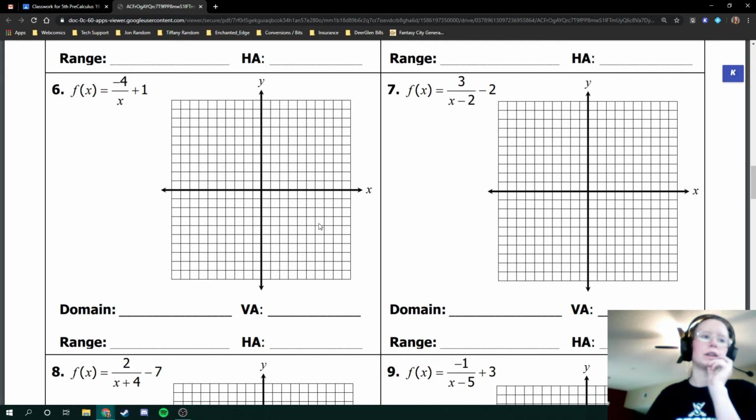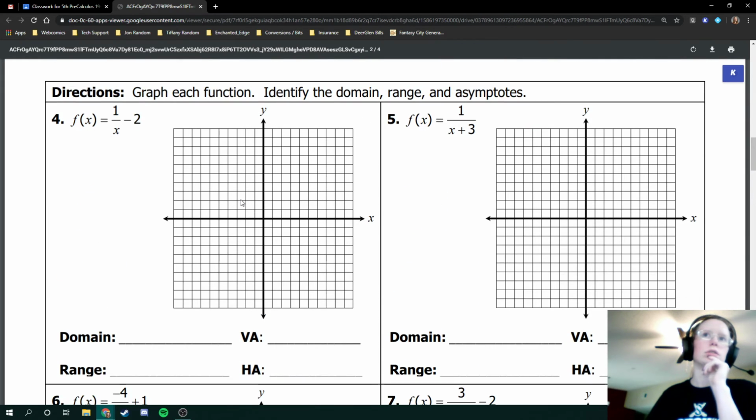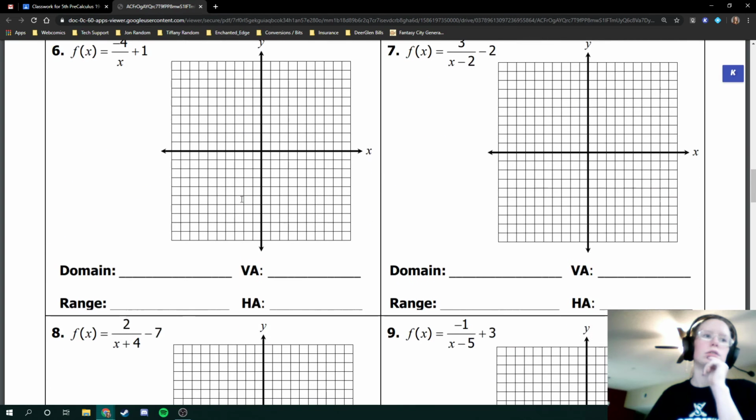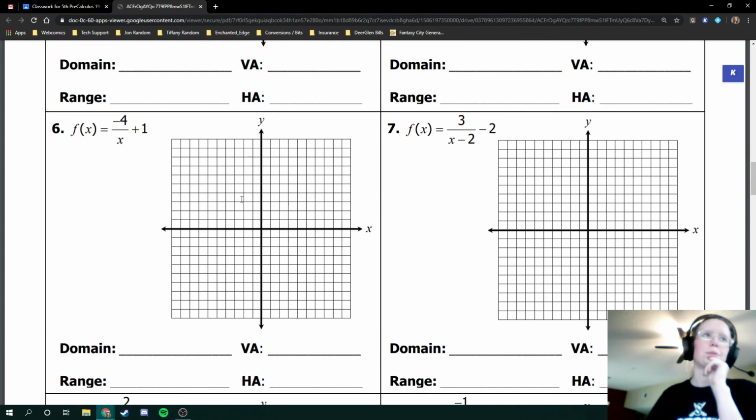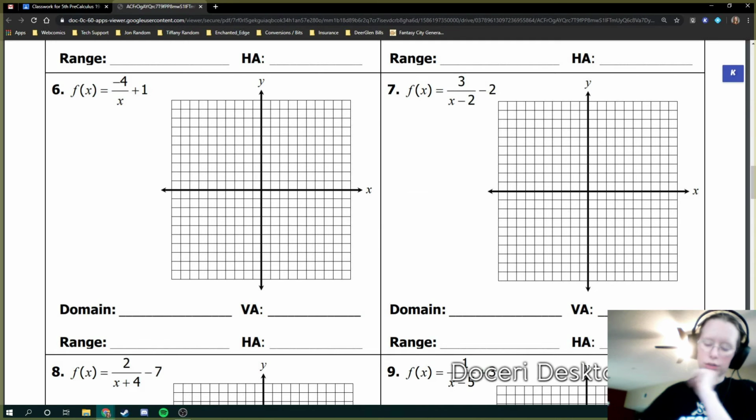Okay, I'll do 6 and 8. 6 so that we have something with a negative going on. So on 6, let's see, our vertex, if you will, would be 0, 1. It's not in any way affected by the vertical stretch by 4 and reflection. It has nothing to do with it, because multiplying doesn't change that type of thing.